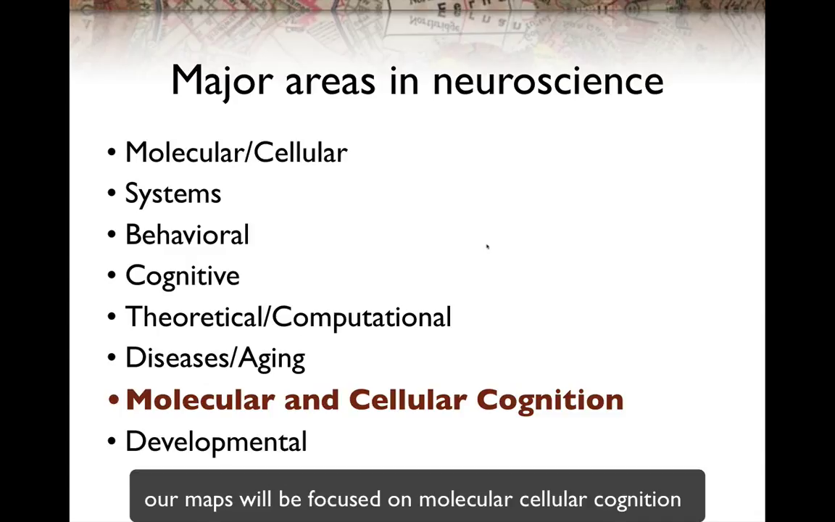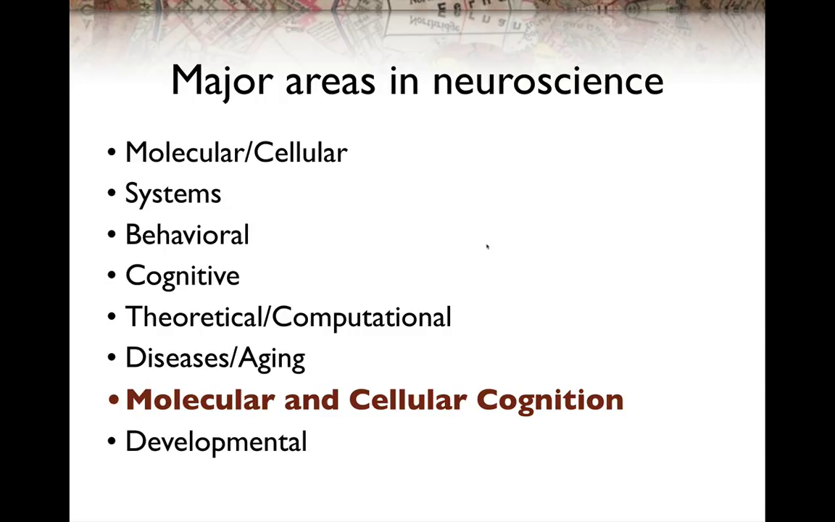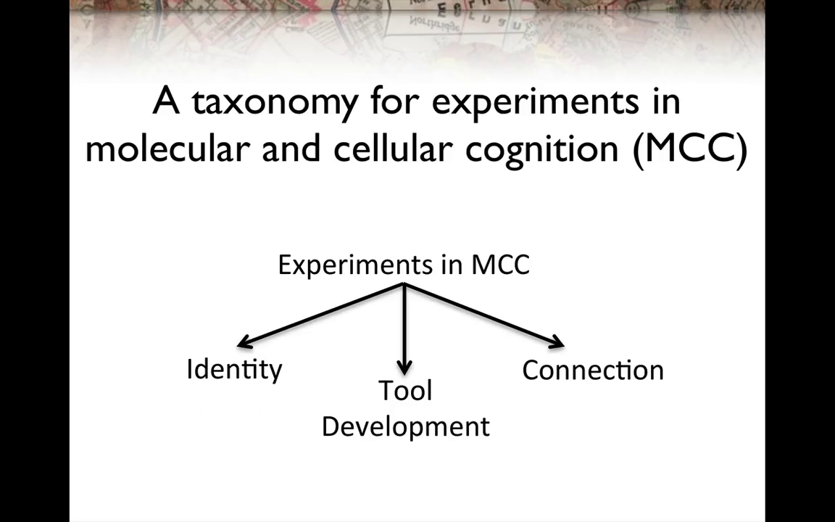Since experiments in this field involve molecular, cellular, systems, and behavioral cognitive approaches and questions, I believe that what I'm about to describe will be more generally applicable. There are at least 3 different types of experiments in molecular and cellular cognition and in neuroscience in general: identity experiments, tool development experiments, and connection experiments.